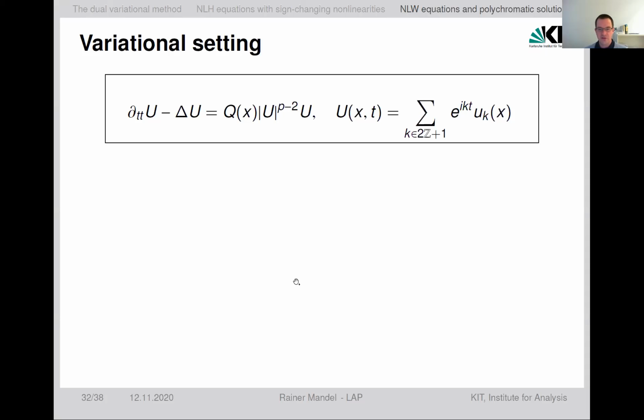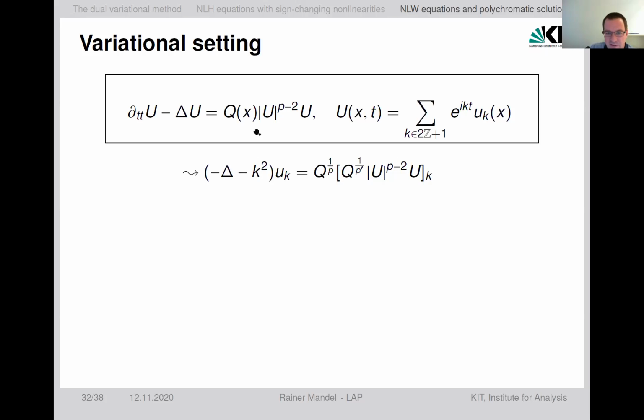So how can this dual variational setting be implemented? We want to plug in this ansatz. And what we end up with is that if we plug in this ansatz, then we get an equation for the kth mode, namely that the kth mode should satisfy some Helmholtz equation, where the right-hand side is the kth mode of this nonlinearity. So formally, this means this one here. But this is a system with infinitely many equations, right? Yeah, this is for all k belonging to this index set. For all k, we have to solve this simultaneously.